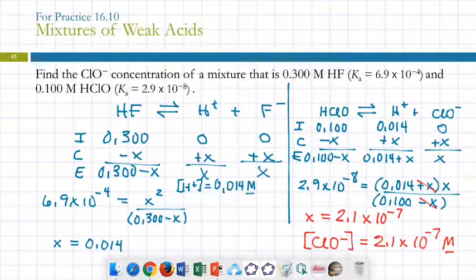Let's check my answers. So the book is saying 2.0 times 10 to the minus 7. That's pretty close. Any other questions?